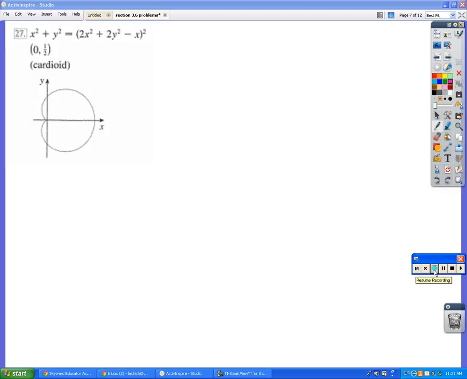Oh, fun. Do you see why it's called a cardioid? Looks like a heart.